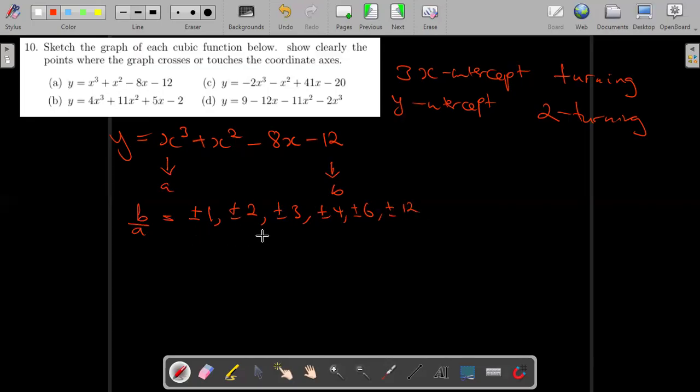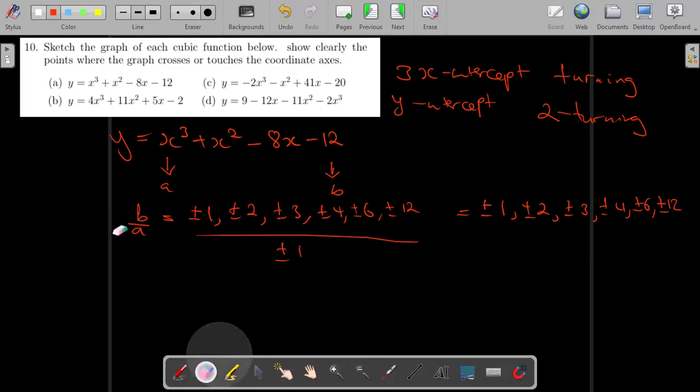So those are the ones for B. Then for A, since it's just 1, it's plus minus 1. And of course, if you divide, you just remain with what's on top: plus minus 1, plus minus 2, plus minus 3, plus minus 4, then plus minus 6, then plus minus 12. So you get that there.